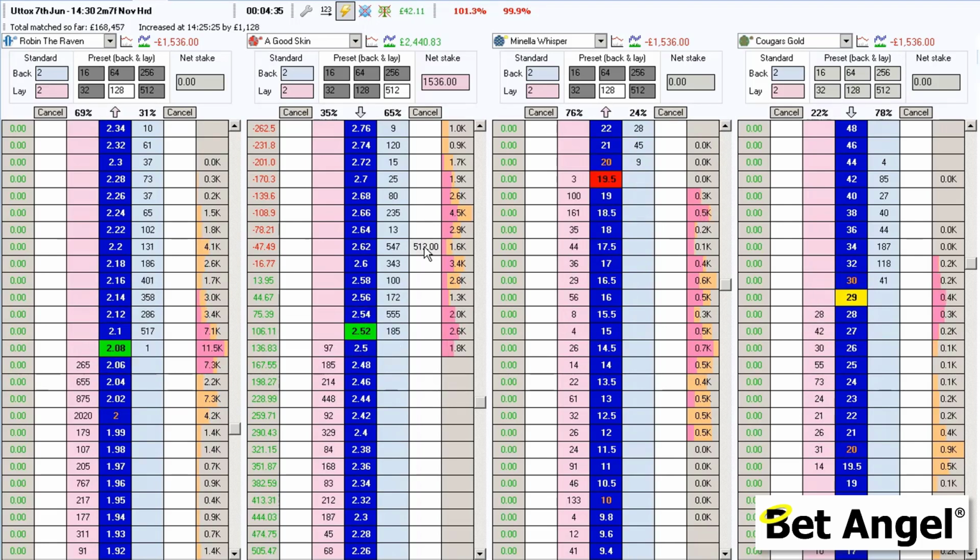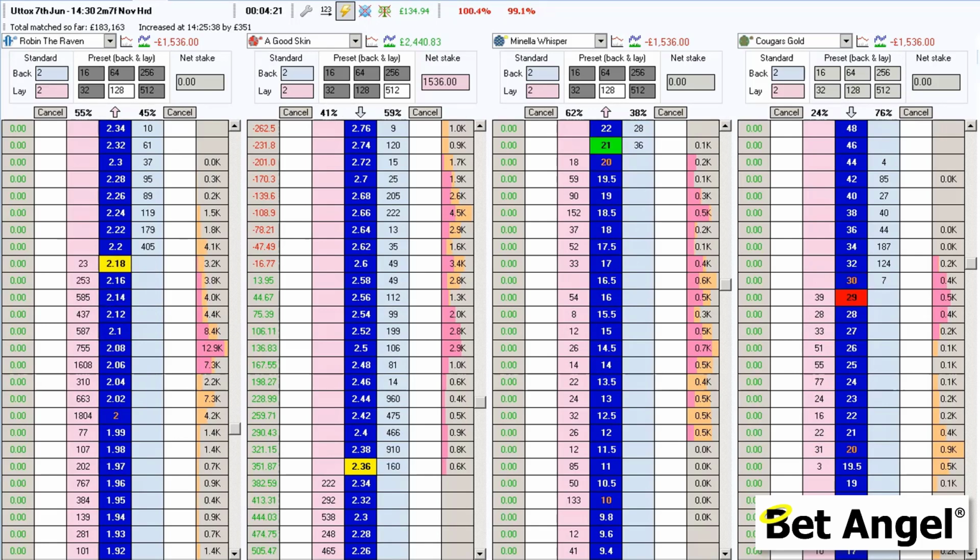So that all looks pretty good at the moment. And obviously if we want to see the price on the second favourite come in, we need to see the price on the favourite go out. But at this moment in time, things are looking fairly rosy. We've done a fairly decent job here.